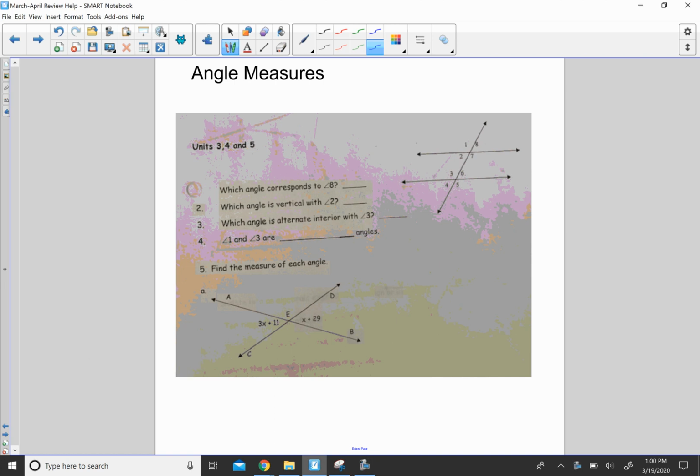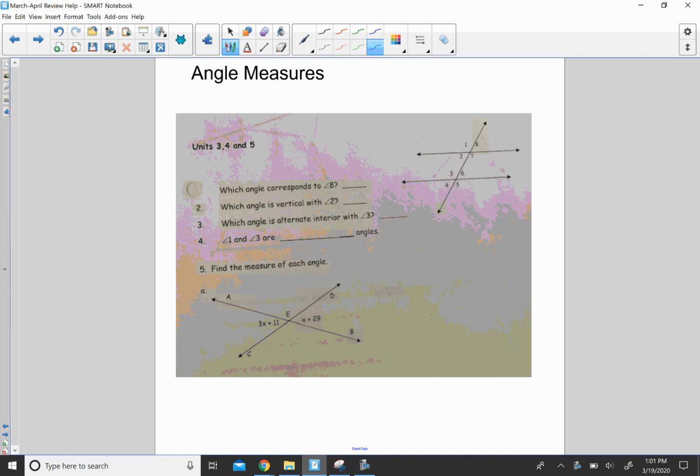This one is on finding those angle measurements. For these ones, I'm going to help you identify the type of angle and help you set up the equation for this video, but not go through the whole entire answer. In this first set, which talks about units 3, 4, and 5, we talked about parallel lines cut by a transversal, and then just different types of angle relationships.